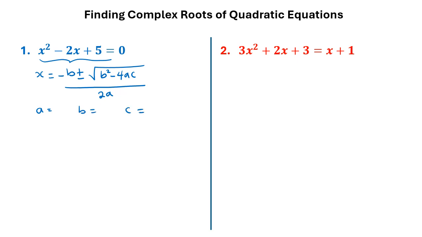Going to the equation, I know the coefficient of x squared is 1. That means a is 1. And the coefficient of x is -2. That means b is -2. And the constant term is 5. That means c is 5.